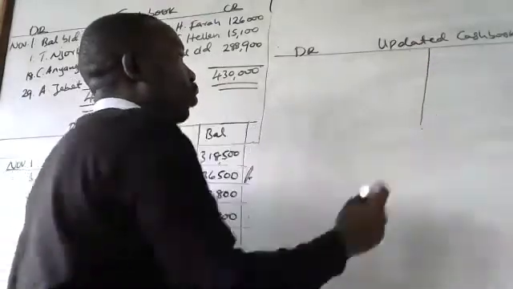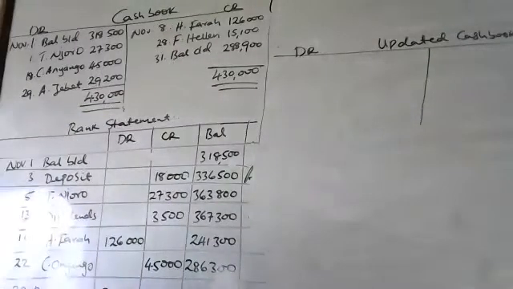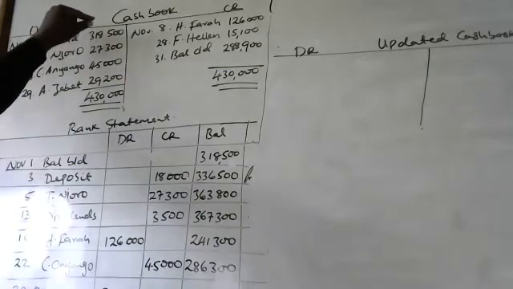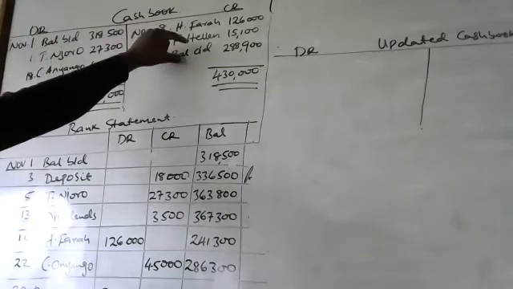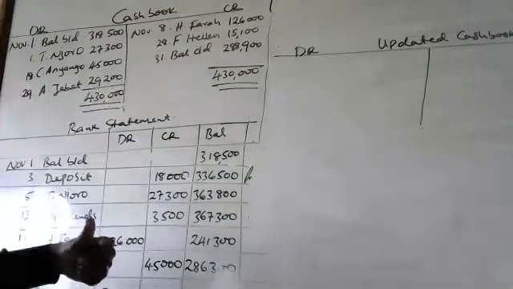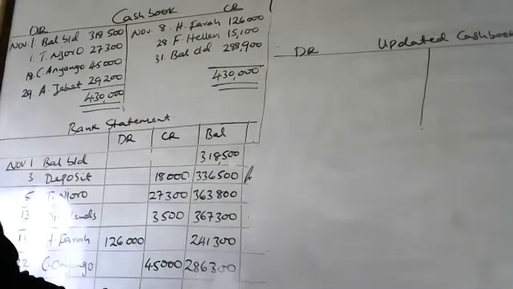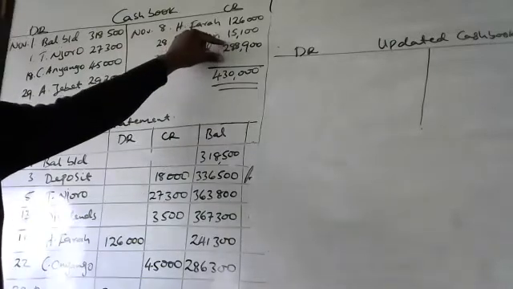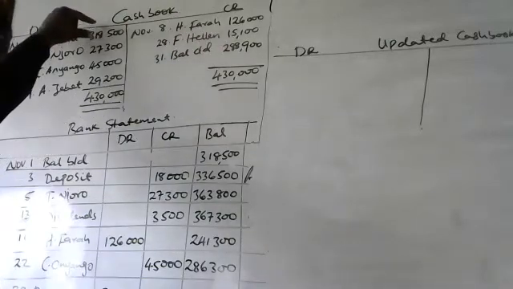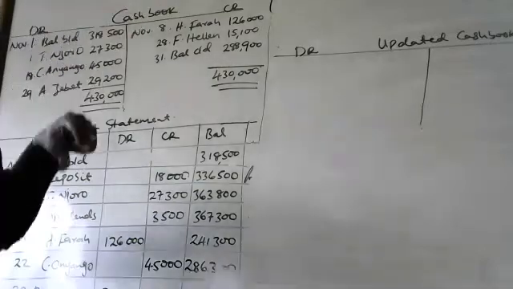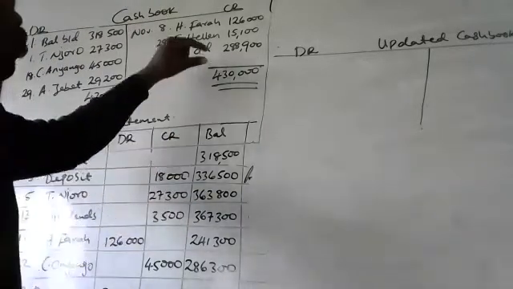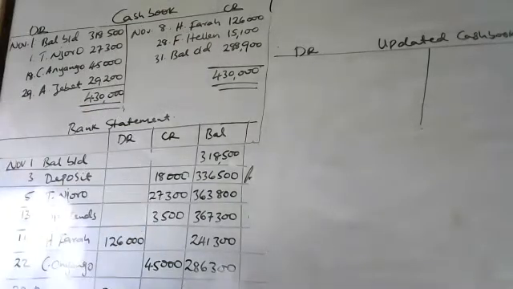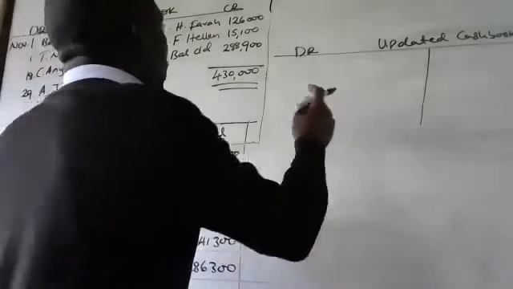So what you do, always start with this closing balance. Don't use the opening balance. We are updating our cash book so that the closing balance of the cash book can be the same as the closing balance of the bank statement here. So what you update is the closing balance, not the opening balance. This one was the balance before the transactions took place. We want to update this particular balance after the transactions happen. So you start with it.